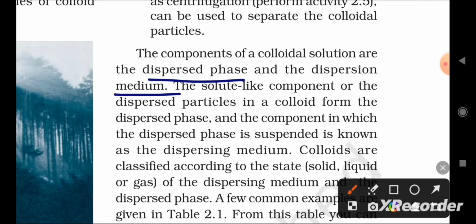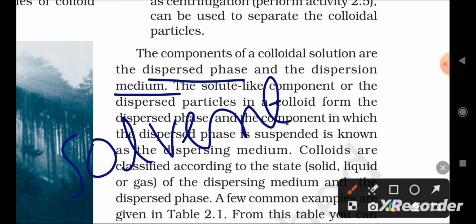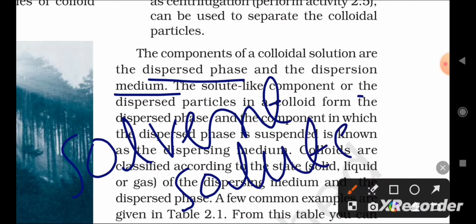In the previous videos we discussed the components of a solution. There are two types: one is a solvent, another is what? Okay, you guessed correct, that is a solute. So these are the components of a solution. The components of a colloid are the dispersed phase and the dispersed medium.